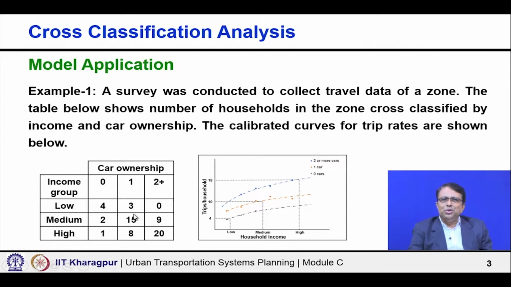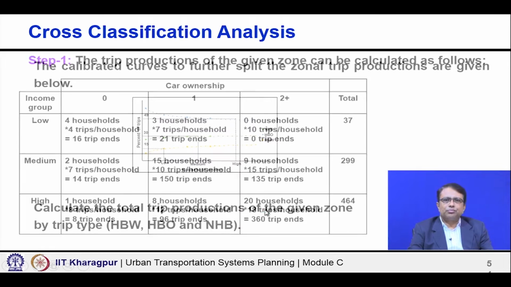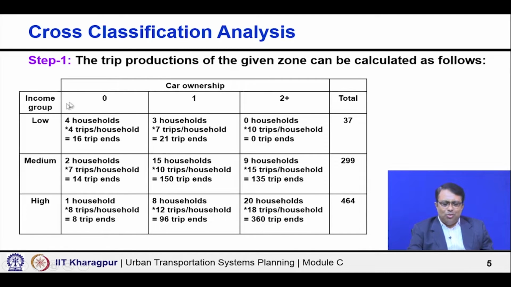So, the number of households we know. How do we get the trip rate? Each category has curves: low income has 3 curves, middle income has 3 curves for the 3 car ownership groups, and high income again has 3 curves, 3 points. So for each of these categories, low, medium, high, and based on 3 levels of car ownership, we know the trip rates from this table.